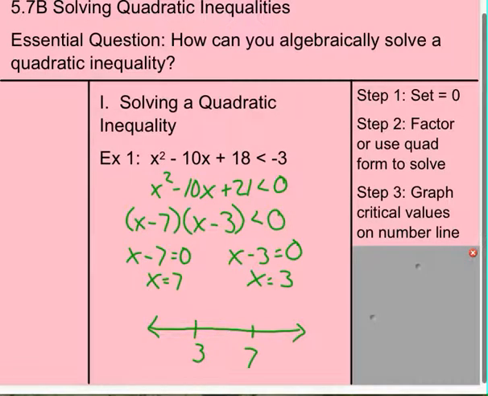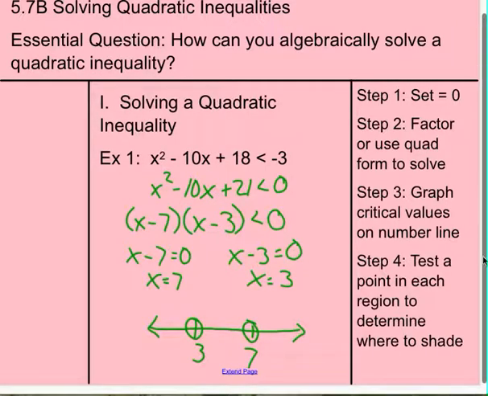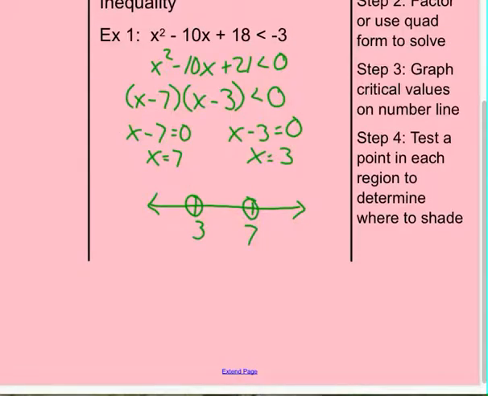And looking back at the original inequality, it's less than, so these will both be open circles because they will not be part of our solution set. And then we're going to test a point in each region, similar to what we did yesterday. We tested a point inside the parabola and a point outside the parabola to figure out where to shade. We're going to do the same thing today.